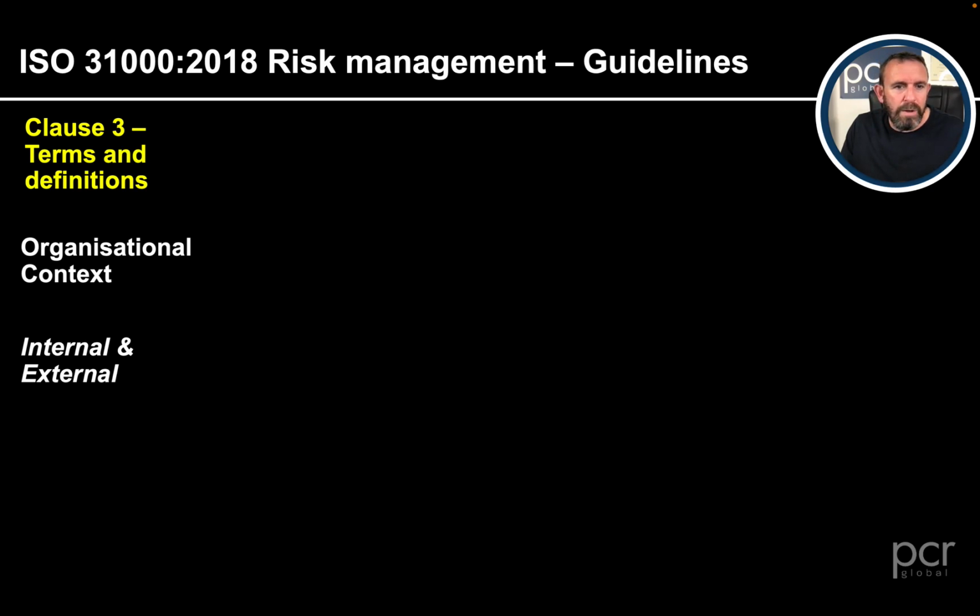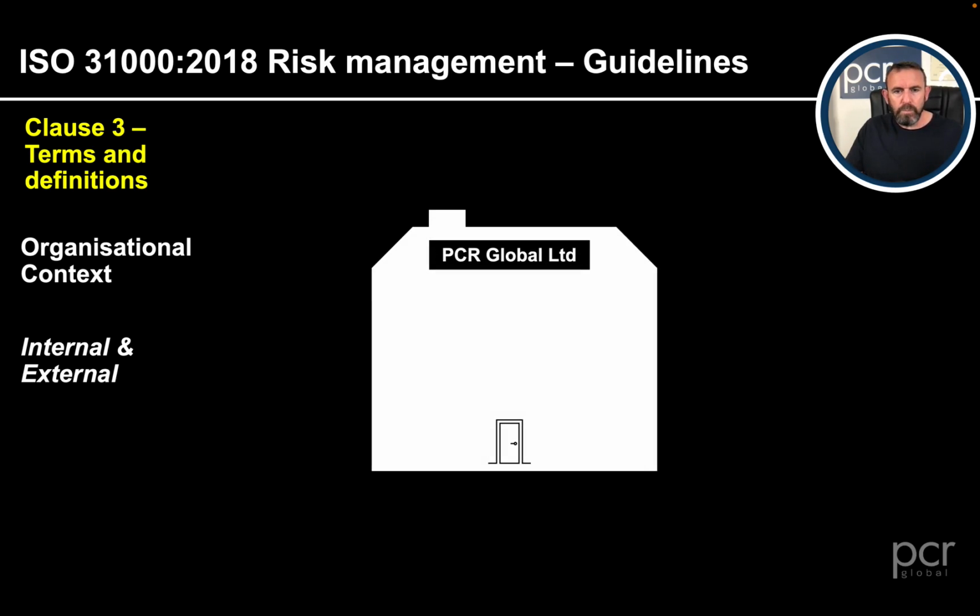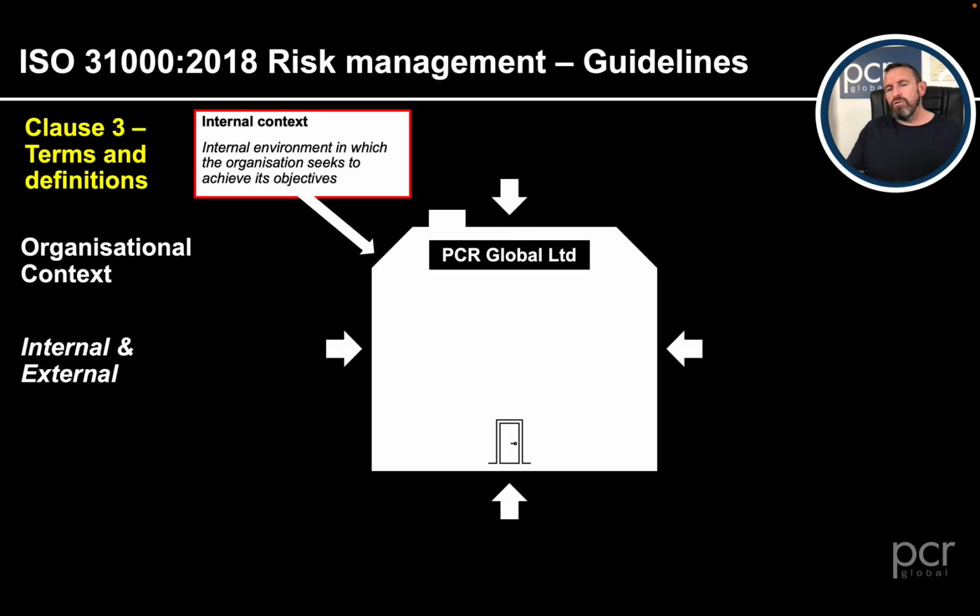Still sticking with terms and definitions, it's all about context, as we know. Organisational context, internal and external. So what type of things are we considering? If we take a normal organisation, I've chosen PCR Global here. This is not going to be specific to our organisation, but this is there to give you a visual representation of what we actually mean by the internal context. So the internal context is the environment in which the organisation seeks to achieve its objectives. This is the internal context.